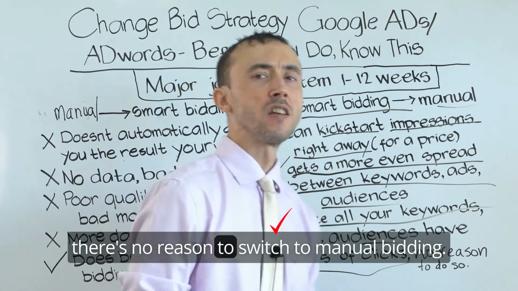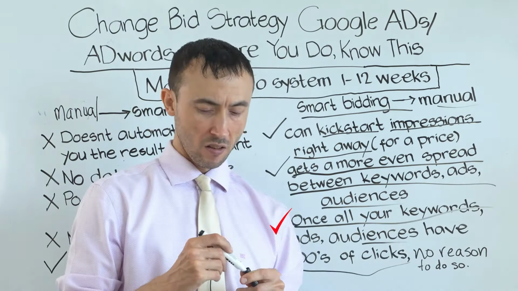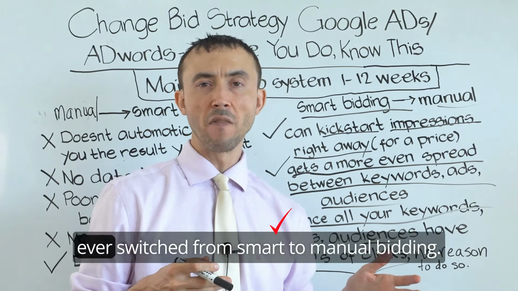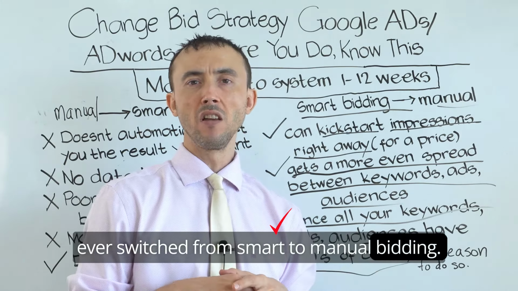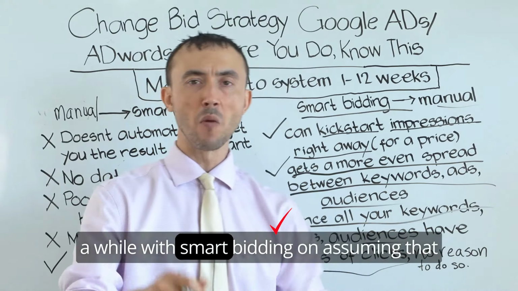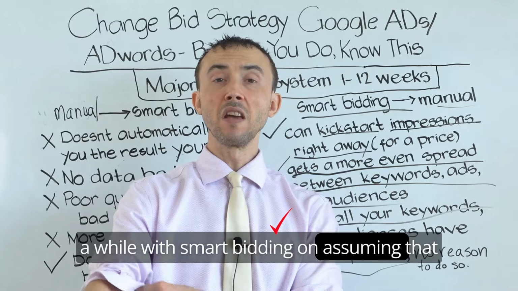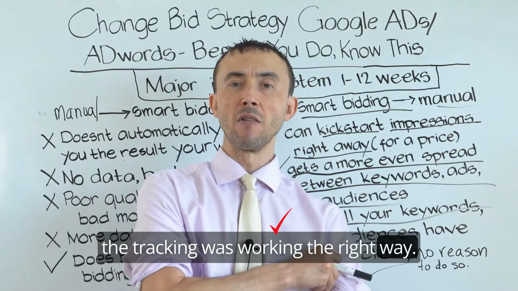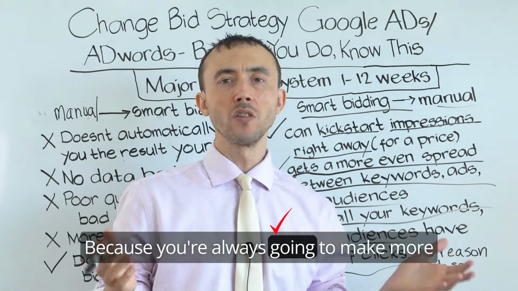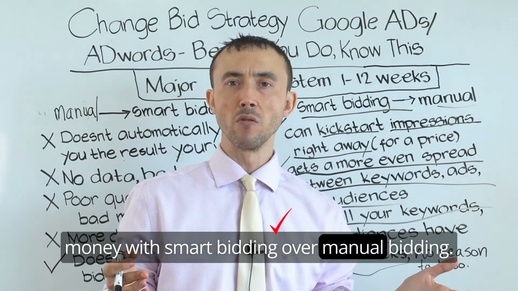to manual bidding. Now, once all your keywords, ads, and audiences that you're advertising on have had hundreds of clicks, there's no reason to switch to manual bidding. There's not. I can't think of a scenario where I've ever switched from smart to manual bidding once I've been advertising a while with smart bidding on, assuming that the tracking was working the right way. That would be like the one caveat there. Why? Because you're always going to make more money with smart bidding over manual bidding.